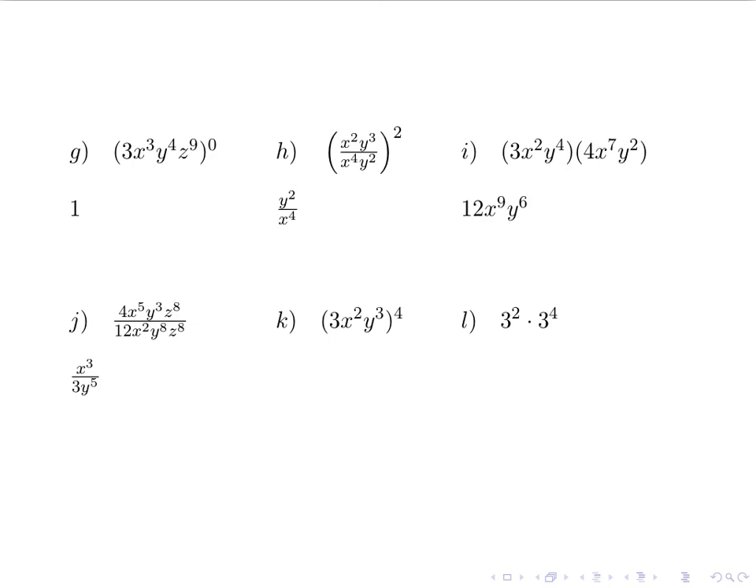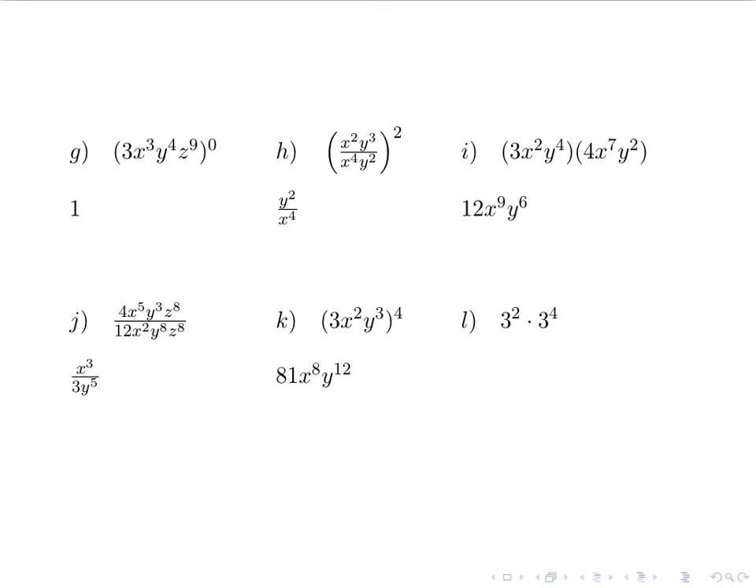In my next one, again, I have something raised to the 4th, so I'm going to raise each one individually to the 4th. So 3 to the 4th is 81. X squared to the 4th, I'm going to multiply my exponents, and I get 8. And then y cubed to the 4th, again, I multiply my exponents and get 12. So 81 x to the 8th, y to the 12th.